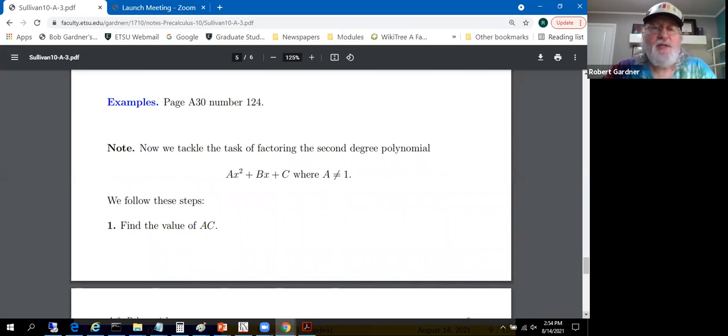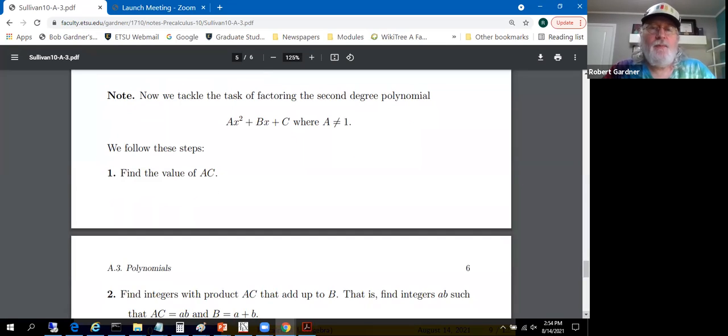Now let's try something a little more general. So now we're going to consider a polynomial capital A x squared plus capital B x plus capital C, where we take A not to be 1. If A equals 1, we did this upstairs. We did 1x squared plus capital B x plus capital C. We already had that, so we're extending it beyond the A equals 1 case.